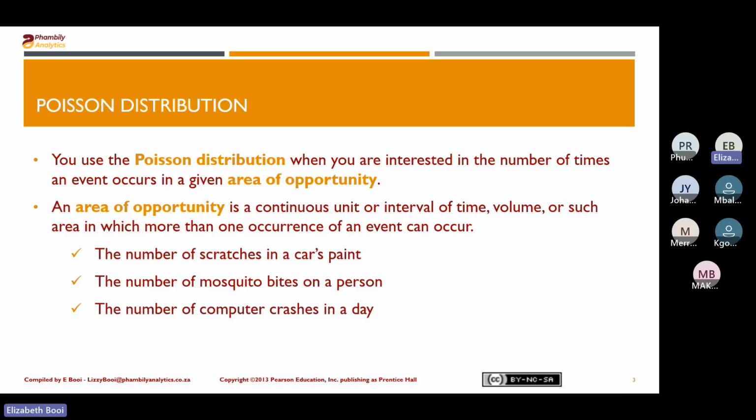The number of mosquito bites on a person. So if you live in an area where it is mosquito infested, you can also look at a Poisson distribution of those mosquito bites, or the number of computer crashes in a day. And if you work in an IT environment, then you can also use Poisson to find the probability of having your computer crash per day or in a day as well.